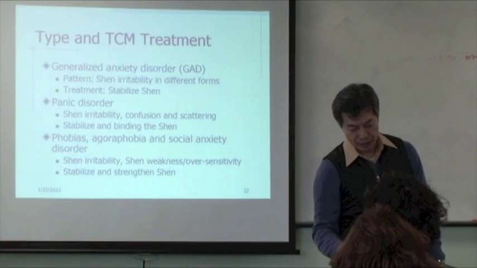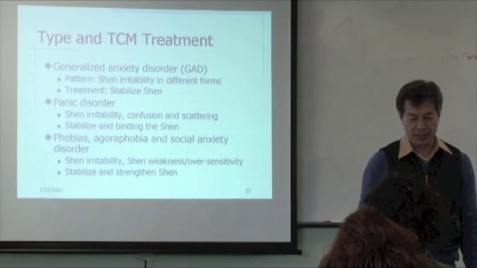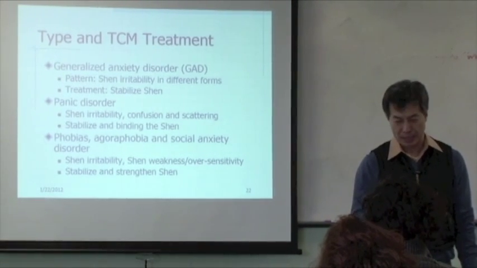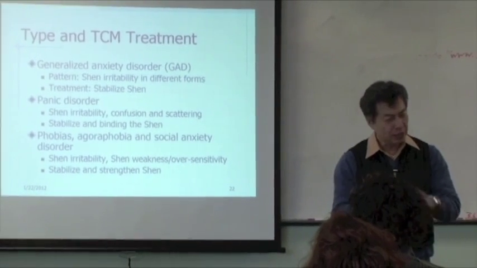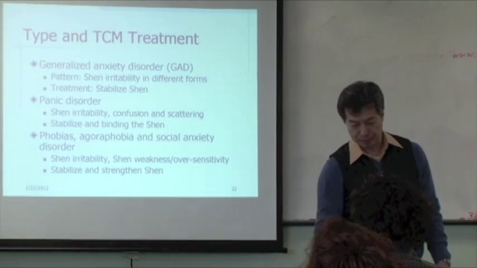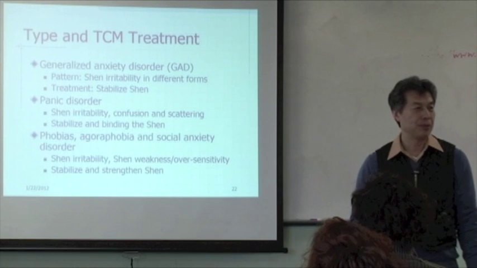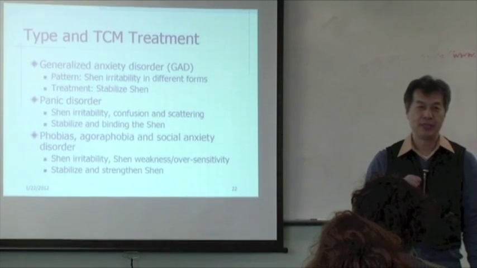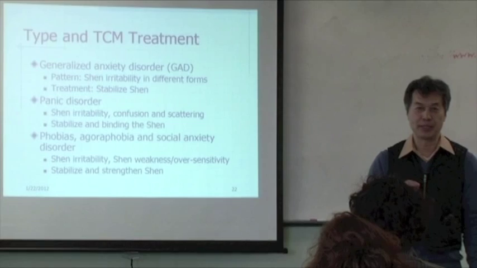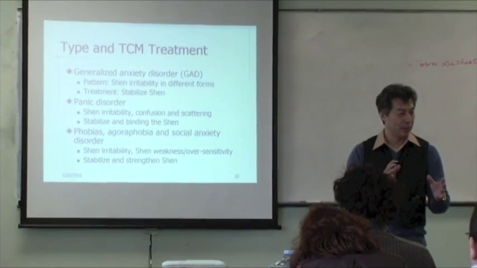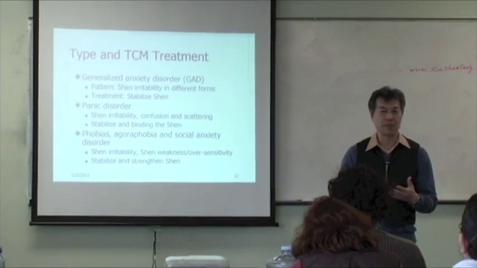Generalized anxiety disorder, GAD, is like Shen irritability in different forms. So this one is very, very common, GAD. Treatment, what do we do? We stabilize Shen. Shen irritability, we need to stabilize Shen. That's related to the person's energy and the person's Shen type.